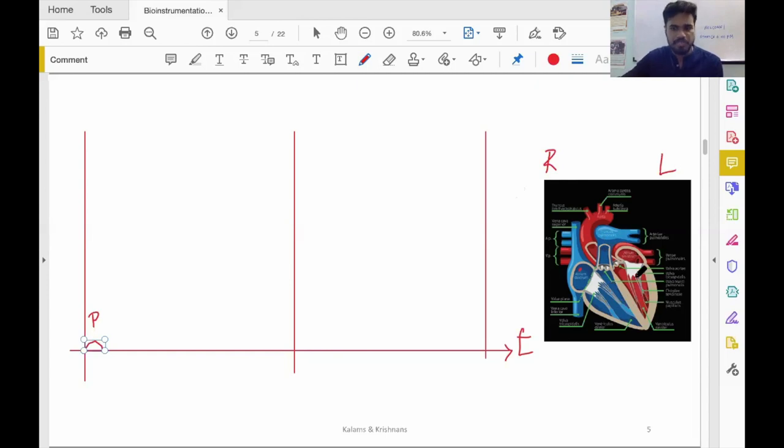By the time blood reaches the bottom chambers, they are supposed to pump blood. So the left ventricle is supposed to pump blood to the entire body. This is supposed to pump blood to the lungs, okay? Now, first we drew that this atrium is going to get excited. That showed a signal known as P.